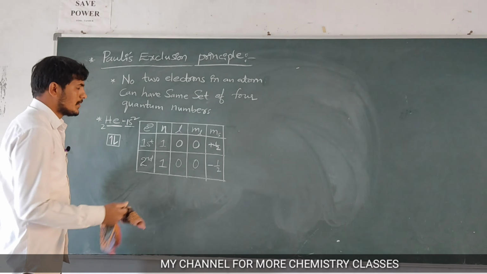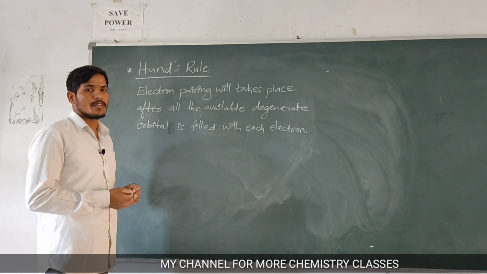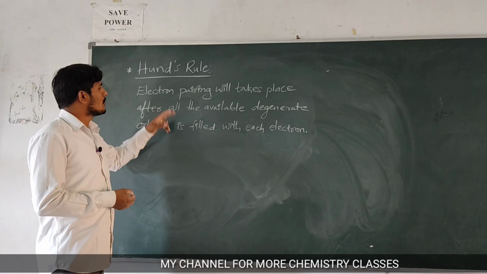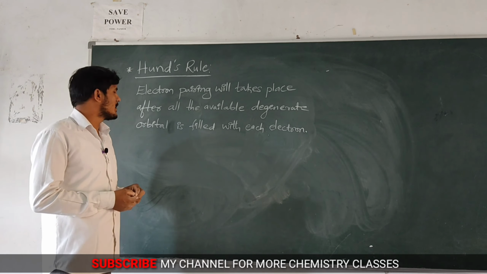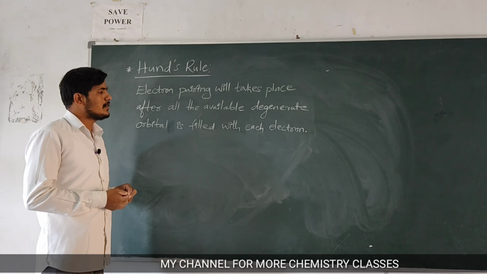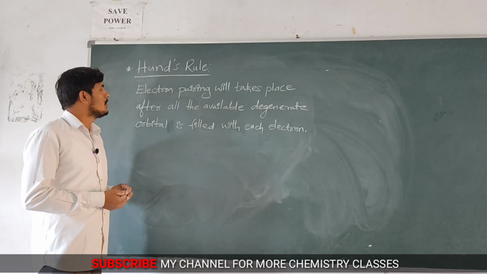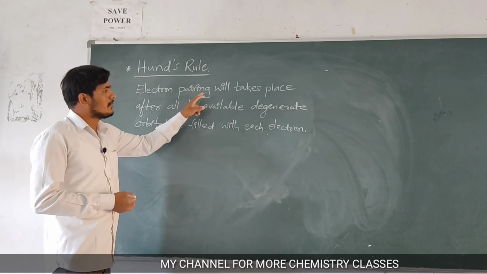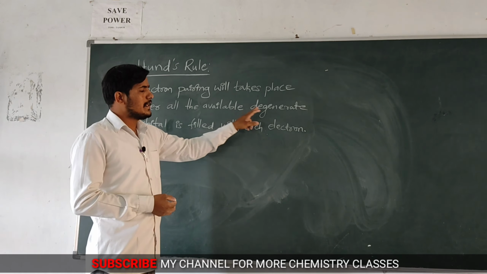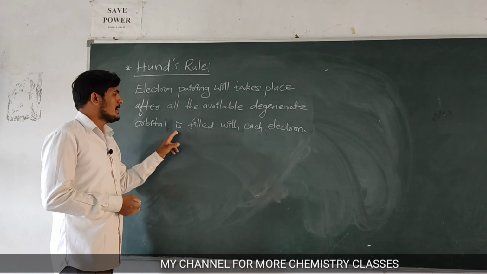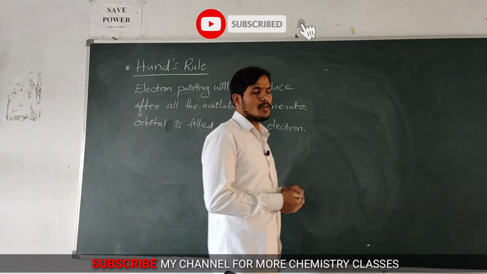Now students, we are going to discuss Hund's rule. It says that electron pairing will take place only after all the available degenerate orbitals are filled with one electron each. Once again, Hund's rule: electron pairing will take place after all the available degenerate orbitals are filled with one electron each.